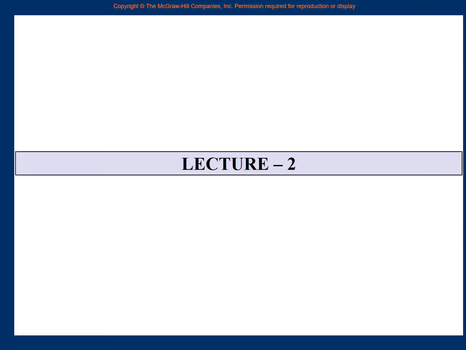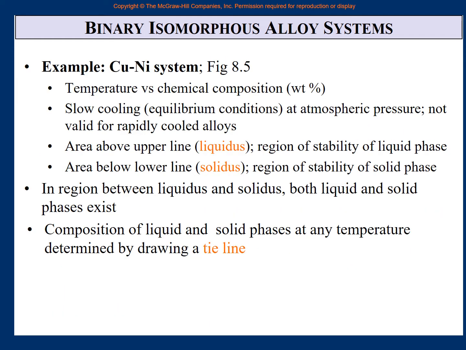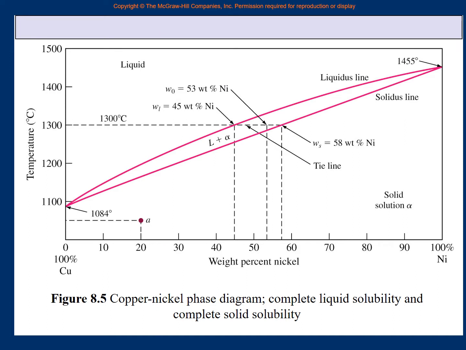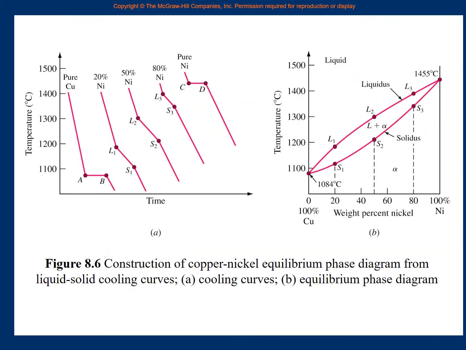Let me first go through quickly the topics that we have covered in the last lecture. We told you what is a binary isomorphous alloy system, like a copper-nickel system with liquidus, solidus lines and tie lines. The copper-nickel diagram in detail, the phase diagram with temperature on one axis and weight percent nickel on the other. Phase diagrams, how are they coming from cooling curves of standard metals? So this is how phase diagrams are made.